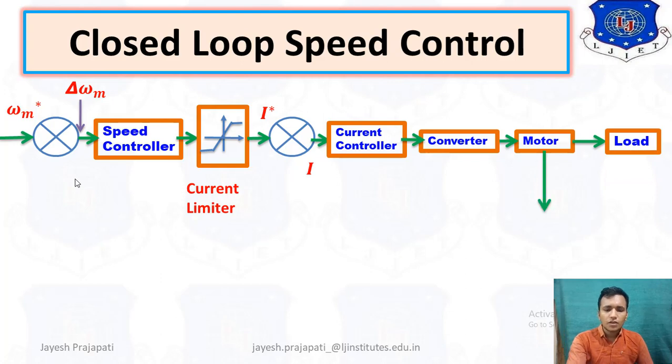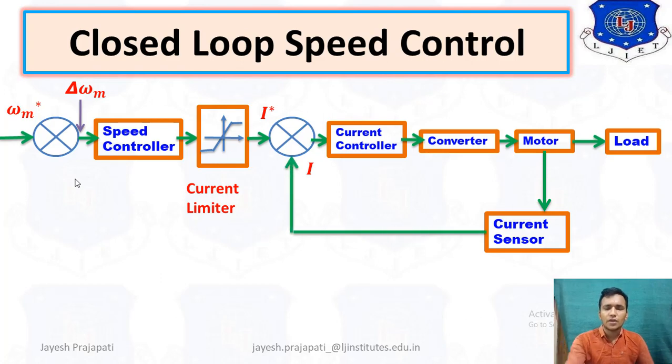Now you can see the current of the motor is measured by a current sensor, and it is given to the current limit control. So the whole system is a current limit control. Now we have to create the closed speed loop control scheme. In this speed control scheme we have to add one current limit control scheme.